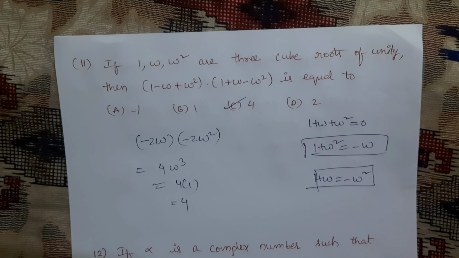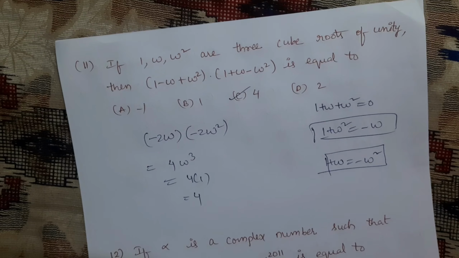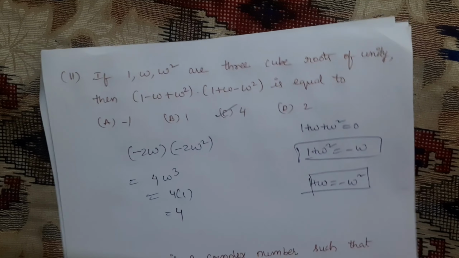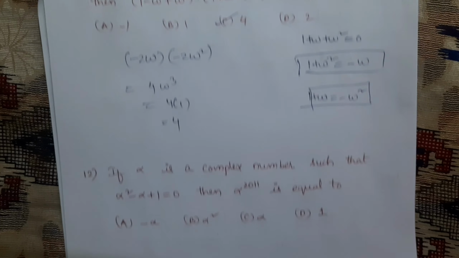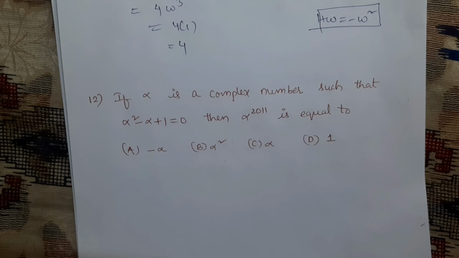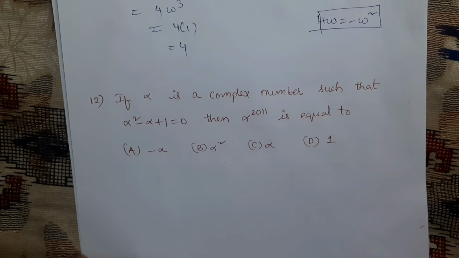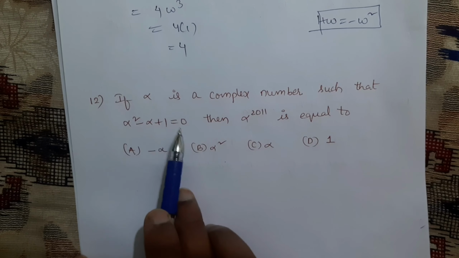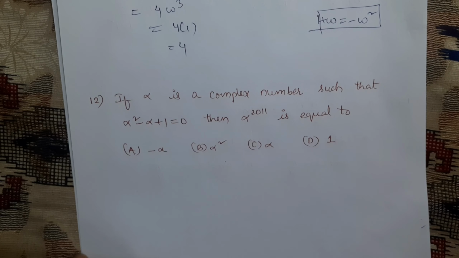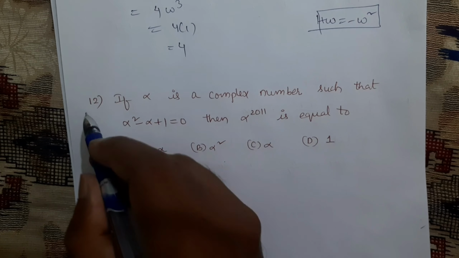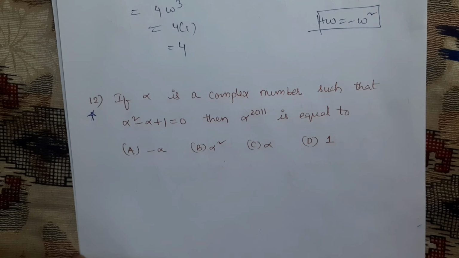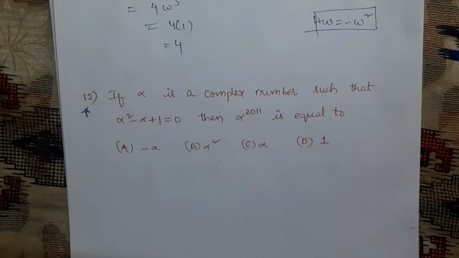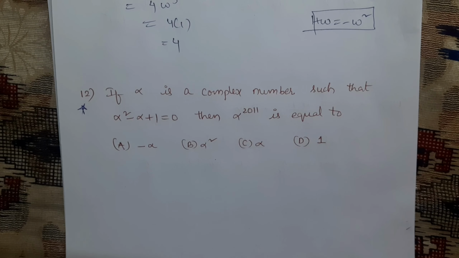I think now we are understanding how to simplify those when we have cube roots of unity. Okay. Next, coming to question number 12. If alpha is a complex number such that alpha square minus alpha plus 1 equal to 0, then what about alpha power 2011? This is an important problem. This question they asked in IIT JEE Mains.